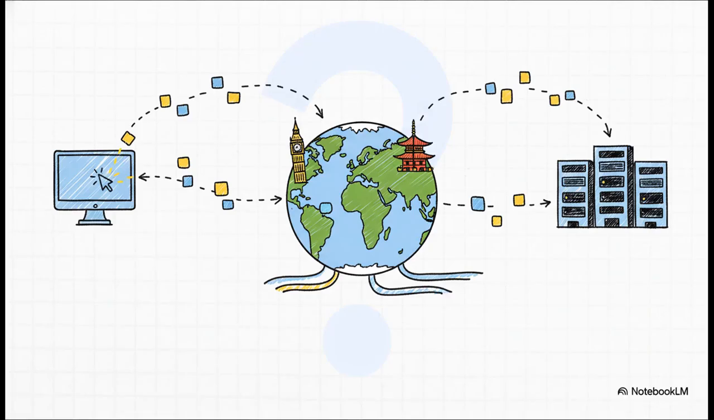It really all comes down to this one question. How on earth does your request for, say, a website in London get to a server in Tokyo and then all the way back to you in what feels like an instant? Well, the answer isn't magic. It's just a masterpiece of engineering, and we're about to map out that entire journey.